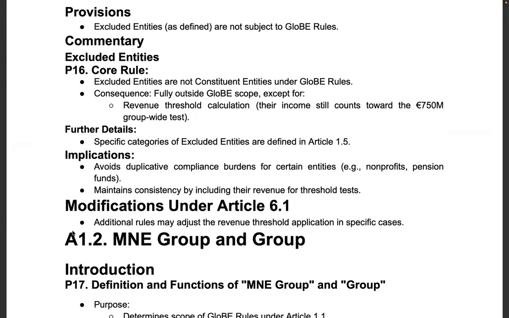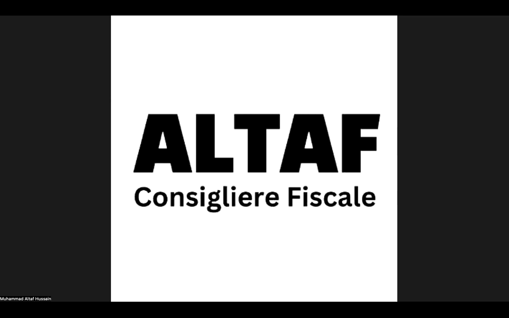Modifications under Article 6.1. When we read Article 6.1, we're going to see that there are certain exceptions to the general rule. Additional rules may adjust the revenue threshold application in certain cases. That was all of Article 1.1. In the next session we're going to study Article 1.2.